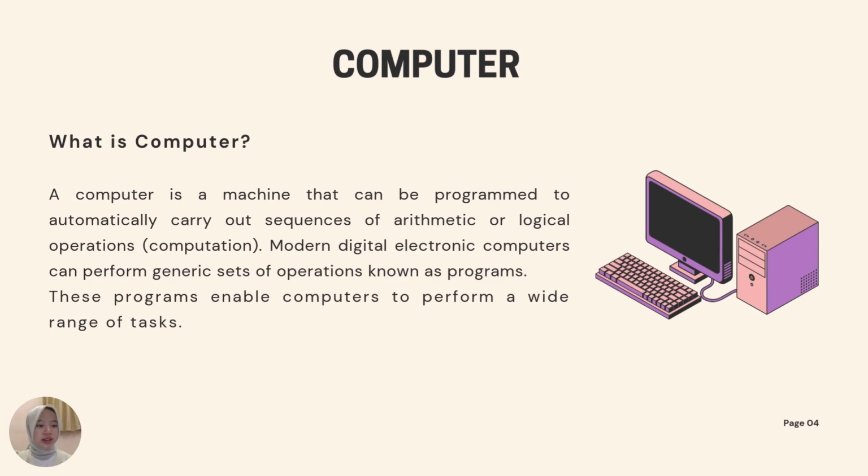First, what is a computer? A computer is a machine that can be programmed to automatically carry out a sequence of arithmetic or logical operations or computation. Modern digital electronic computers can perform generic sets of operations known as programs. These programs enable computers to perform a wide range of tasks. The term computer system may refer to a nominally complete computer that includes the hardware, operating system, software, and peripheral equipment needed and used for full operation, or to a group of computers that are linked and function together, such as a computer network or computer cluster.